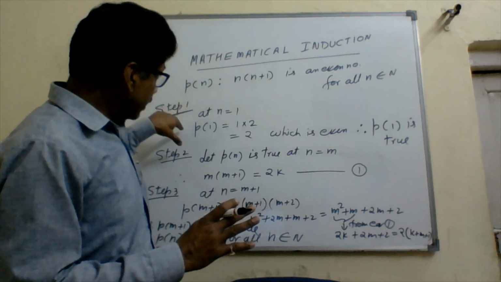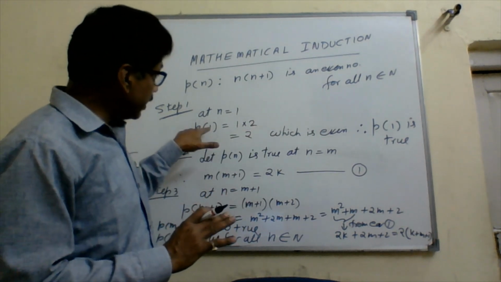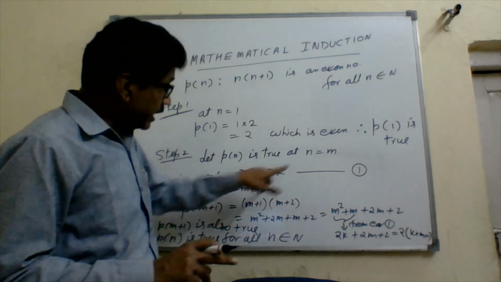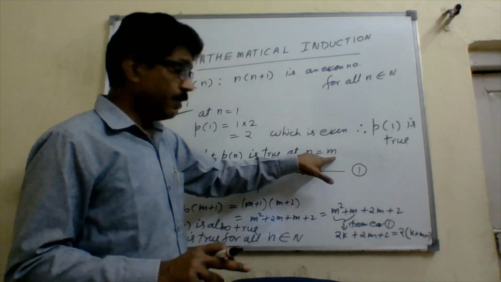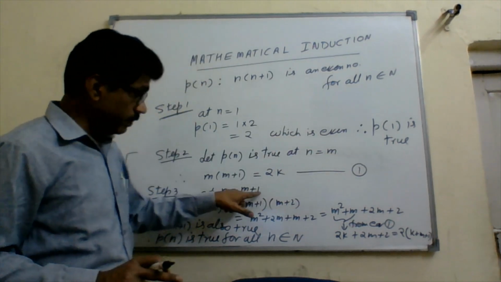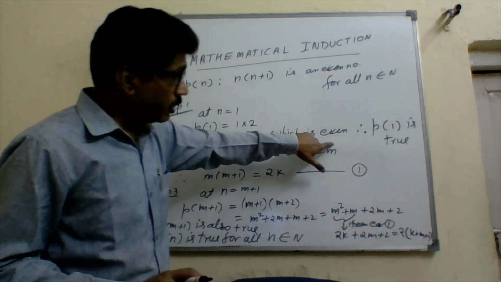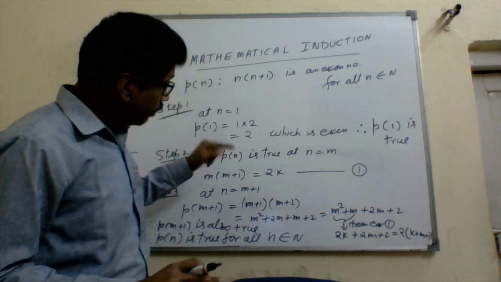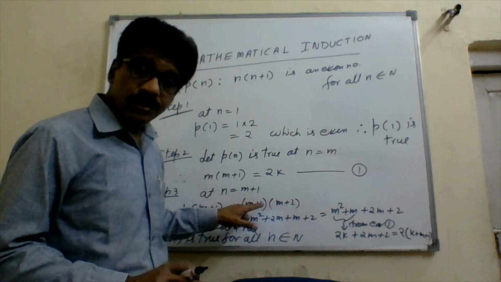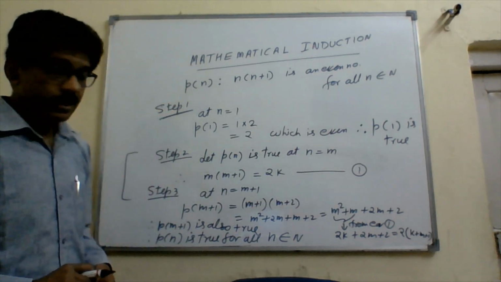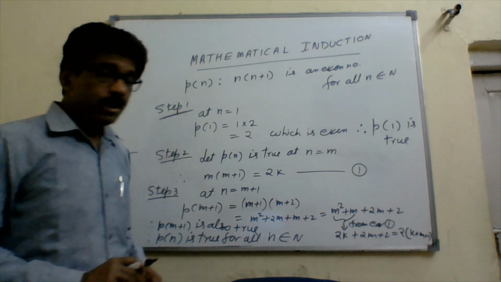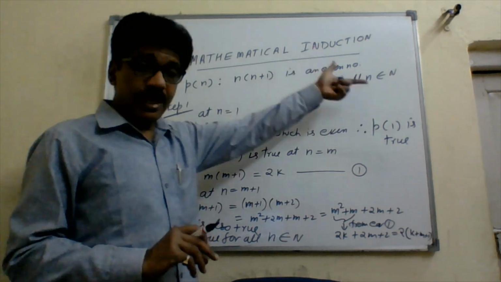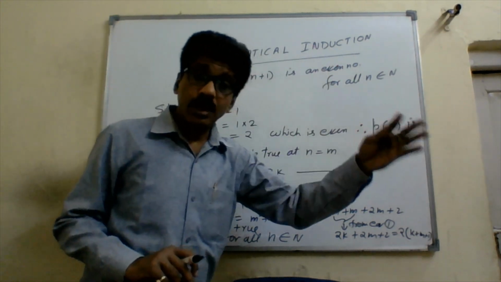On the other hand, we have checked that this statement is true for n equal to 1. Now, if I consider this m as 1, if it is true for 1, then it is true for 1 plus 1, that is 2, also. If it is true for 2, then it is true for 3 also. If it is true for 3, it is true for 4 also, and so on. So, this way we can show that this statement Pn, n into n plus 1, is an even number for all infinite natural numbers.